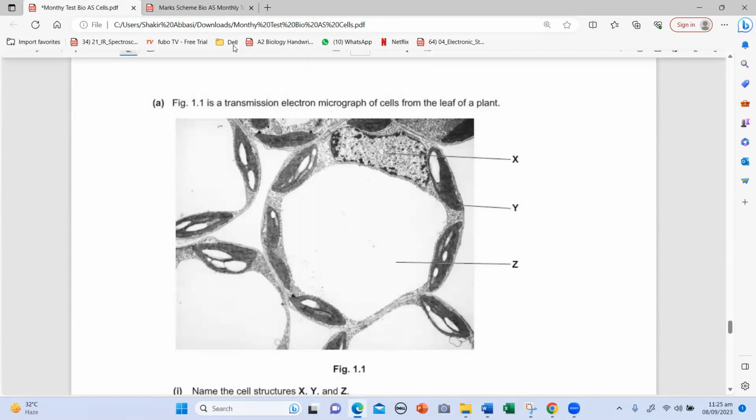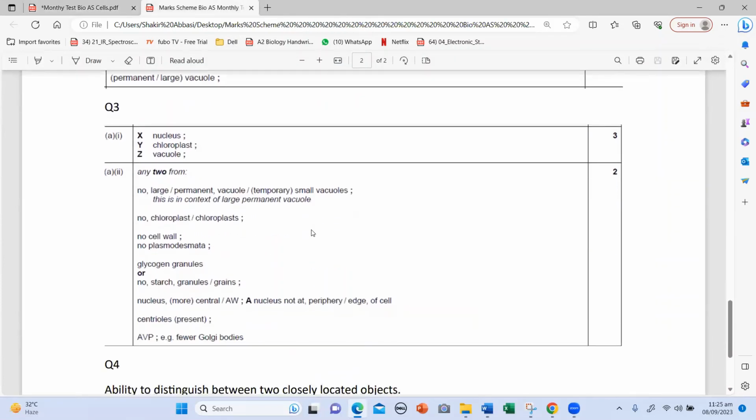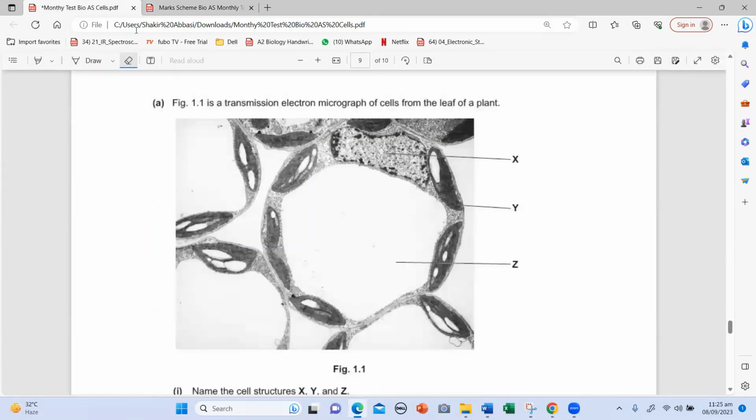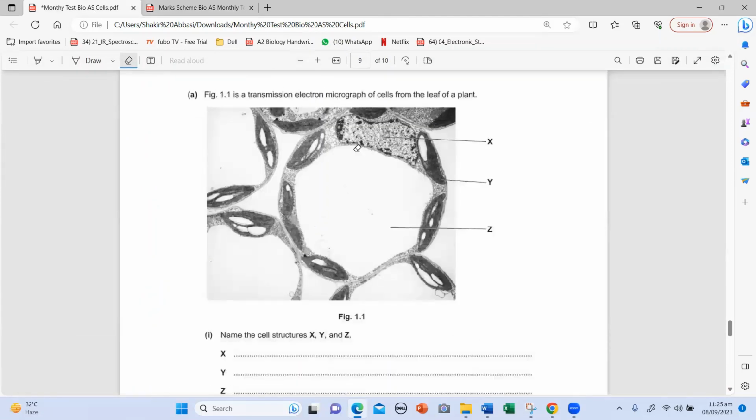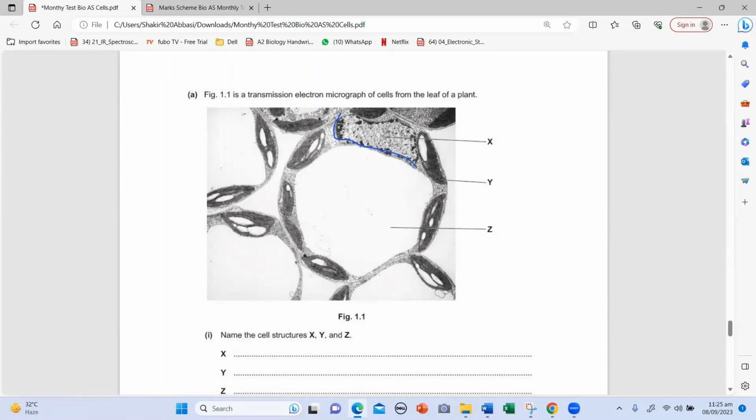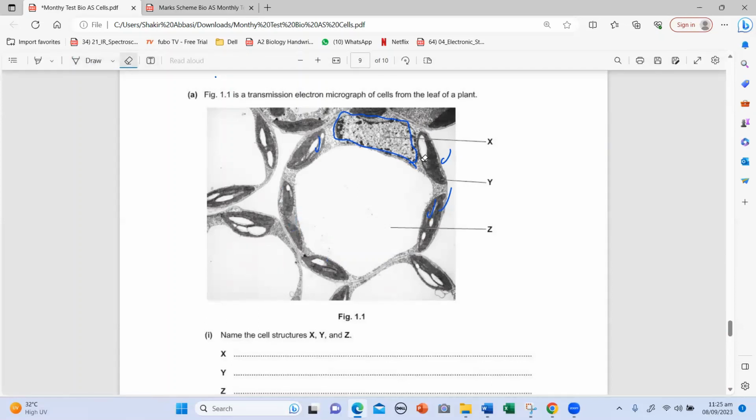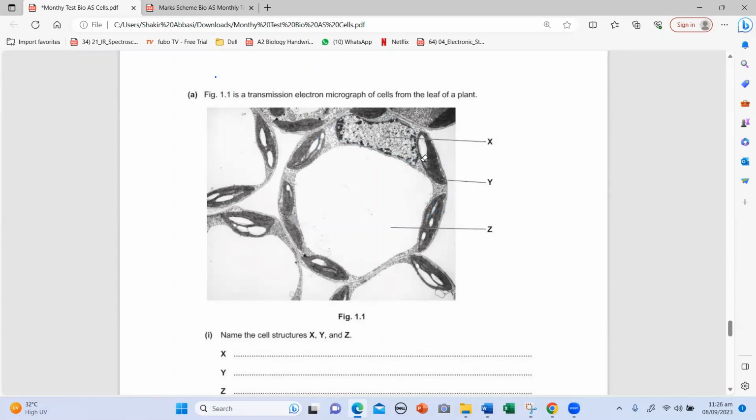X, Y, and Z. What are X, Y, and Z? X is nucleus, Y is chloroplast, and Z is vacuole. It's quite easy, I think, to identify. This big one is the vacuole. These are chloroplasts: 1, 2, 3, 4, 5, 6. And this big one is the nucleus. It's a very good diagram where we have the nucleus, and then 1, 2, 3, 4, 5, 6, 7 are the chloroplasts. So X is nucleus, Y is chloroplast, and Z is vacuole.